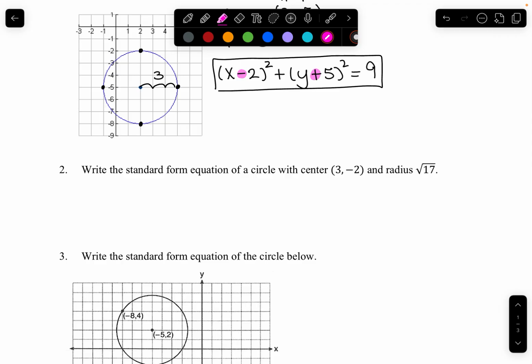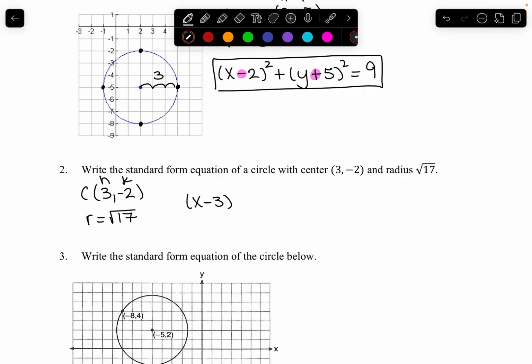All right, number 2 says, write the standard form equation of a circle with the center at (3, -2) and a radius of square root of 17. So again, I already know my center is at (3, -2), and I know that my radius is the square root of 17. So I'm going to plug this in for h and k. So I have (x minus 3) squared plus (y plus 2) squared, and that's going to equal the square root of 17 squared, which is just 17.